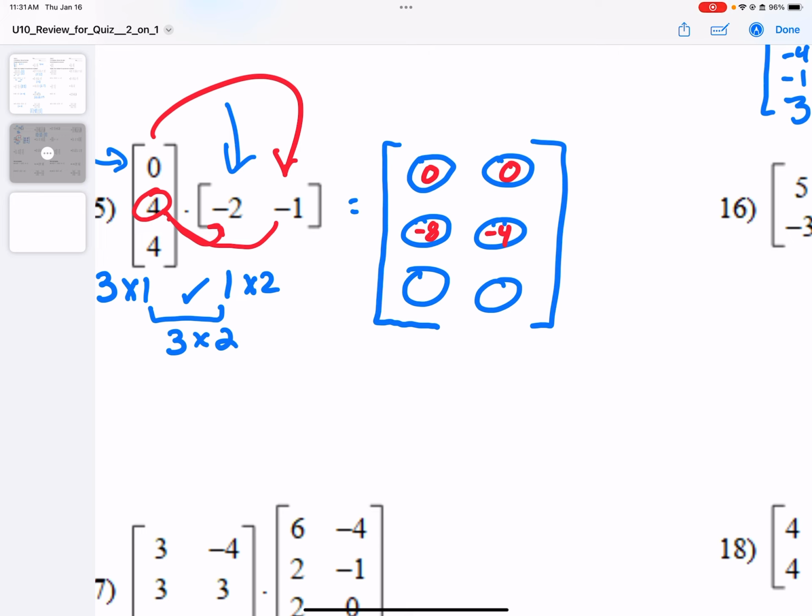And then we got a 4 on the bottom. So since the 4 is the last one, it's going to be the same as the one up above. So that's our matrix: 0, 0, negative 8, negative 4, negative 8, negative 4.